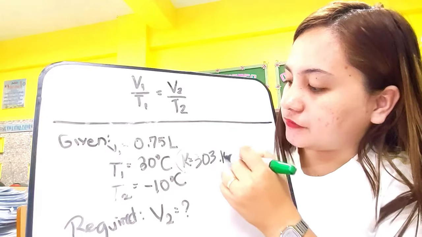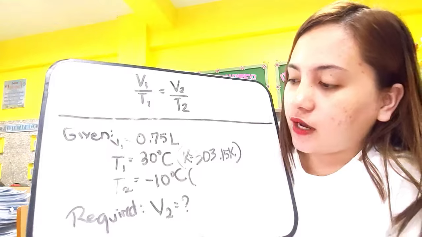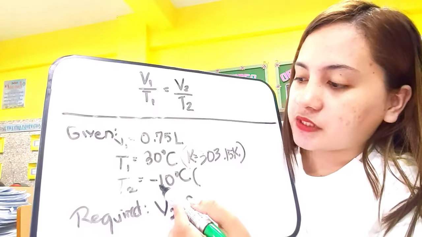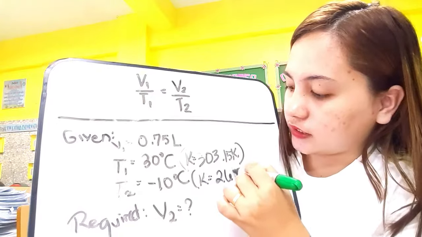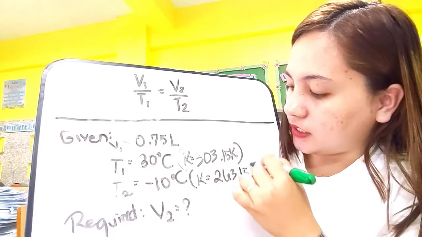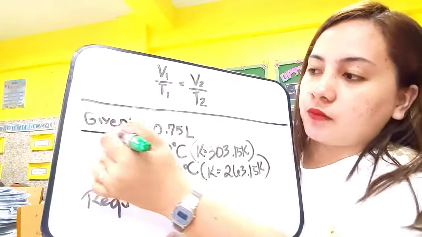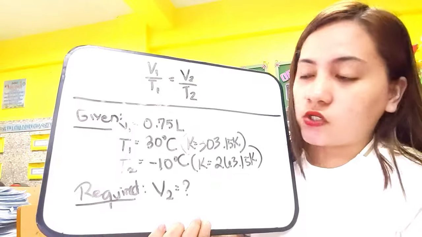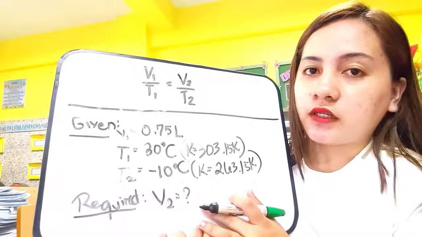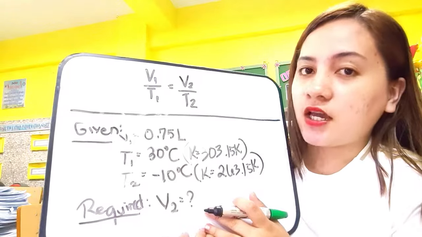So, ang magiging value na nito ngayon in Kelvin will be 303.15 Kelvin. At itong isa naman, since siya ay negative, ibig sabihin ima-minus natin, magiging 263.15 Kelvin. So, this is our given in the problem and this will be the required. Pag nahanap na natin yung ating required sa ating problem, magiging madali na para sa atin yung ating solution.